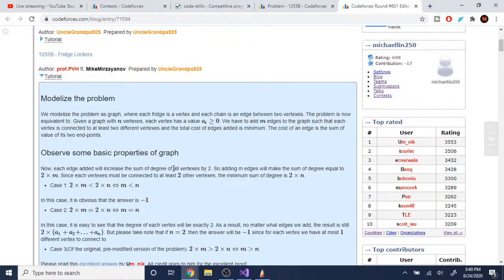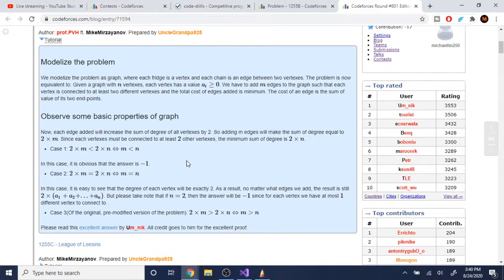So if we're going to do this, we need to observe some basic properties of graphs. So now each edge added will increase the sum of degree of all vertices by 2. So adding m edges will make the sum of degree equal to 2 times m. Since each vertex must be connected to at least 2 other vertexes, the minimum sum of degree is 2 times n. So in this case it is obvious that the answer is -1.